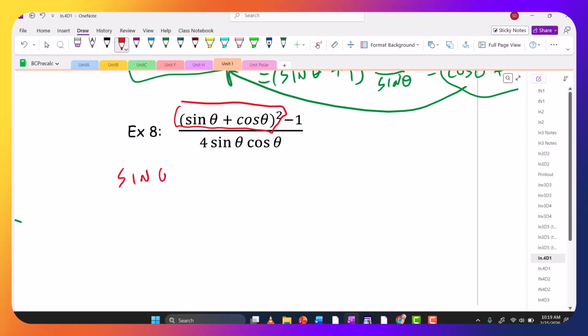So sine of theta plus cosine theta. Sine of theta plus cosine theta.